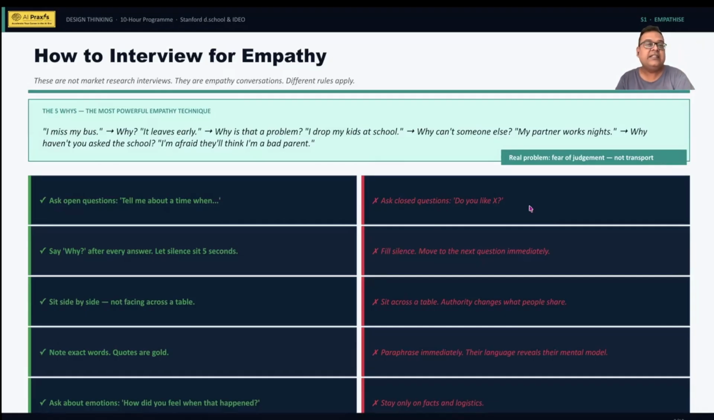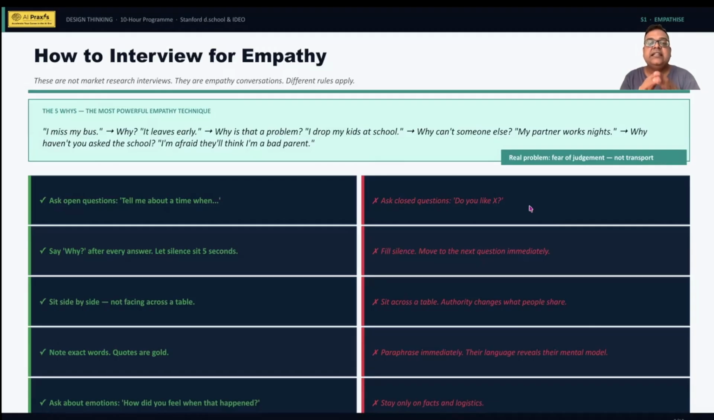Rule number one is ask open questions. That's first. So instead of asking, do you like this app? Ask, tell me about the last time you used it. Why? Because closed questions usually produce one word answers. Open questions produce stories, and stories contain emotions, struggles, and insights. Rule number two is ask why after every important answer. Don't rush, just be curious. Sometimes one simple why opens the door to an entirely different conversation.